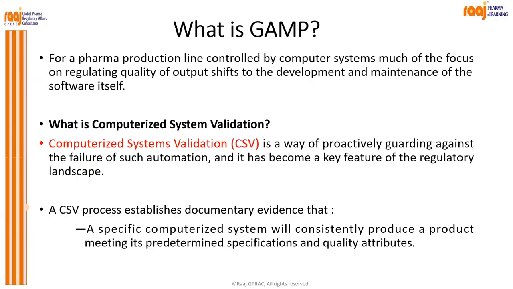weighed product. Okay. So the CSV process establishes documentary evidence that a specific computerized system will consistently produce a product meeting its predetermined specification and quality attributes. I hope it is pretty clear now, correct? It has been given very nicely: a specific computerized system will consistently produce a product meeting its predetermined specification and quality attributes.